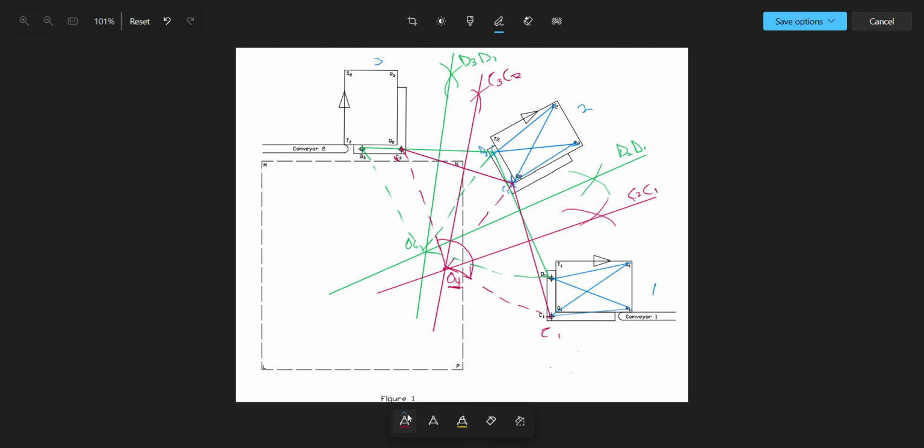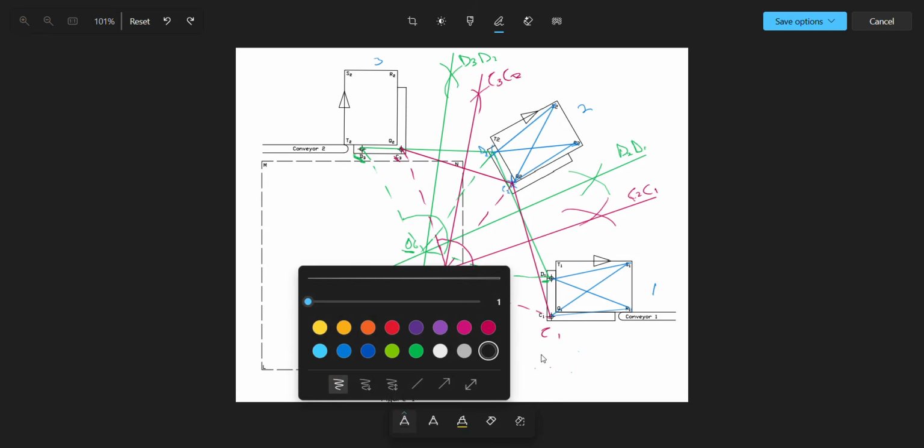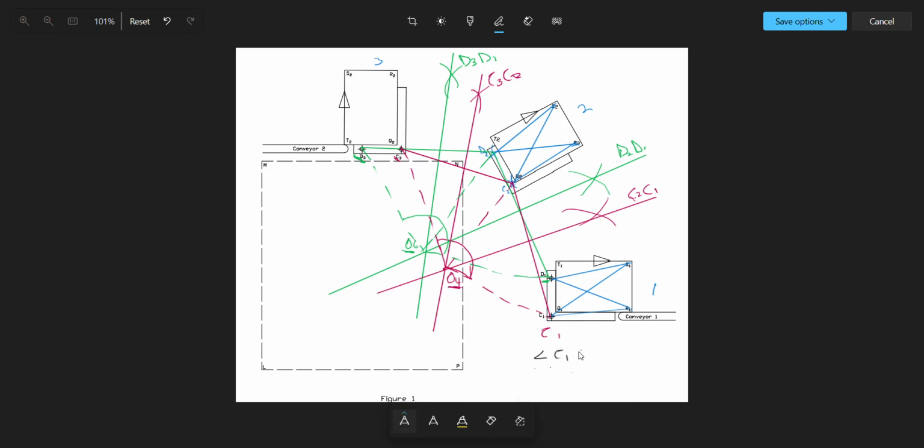After that, we will measure D1 O6 D3. That is also the angle from here to here. So you're going to measure these two angles. Let me use a black pen for that one. So angle C1 O4 C3.